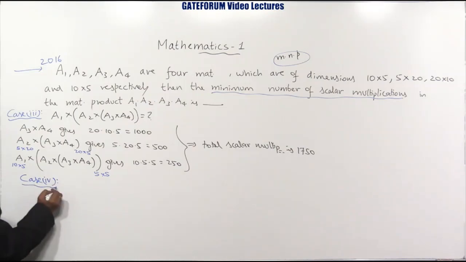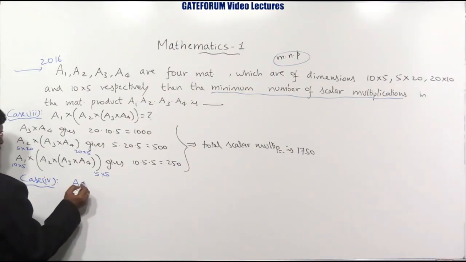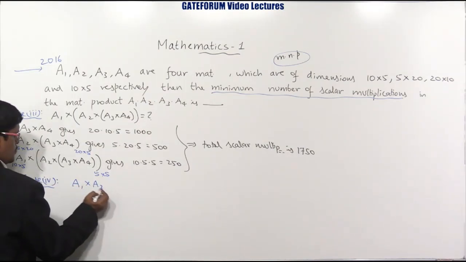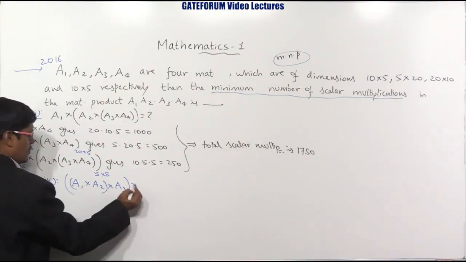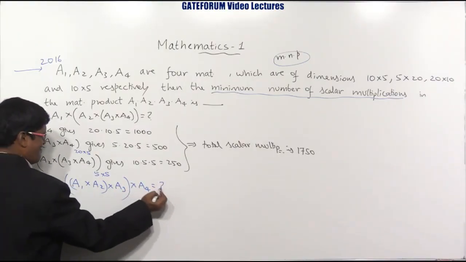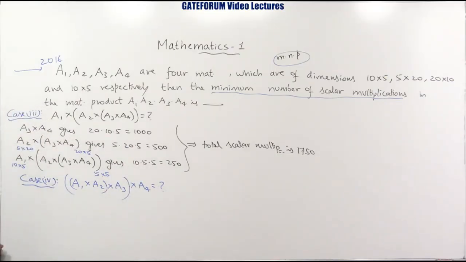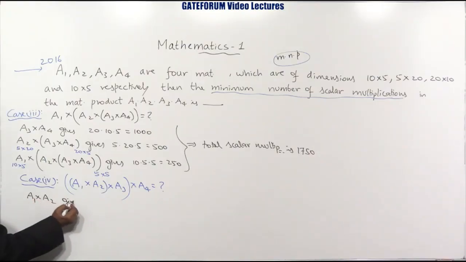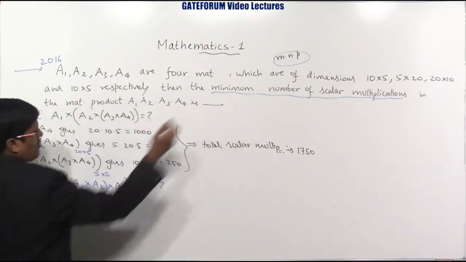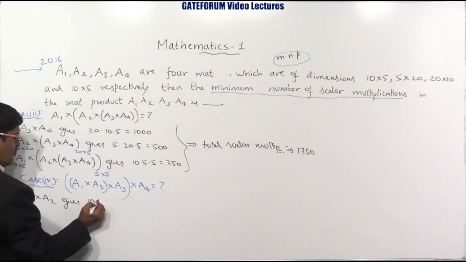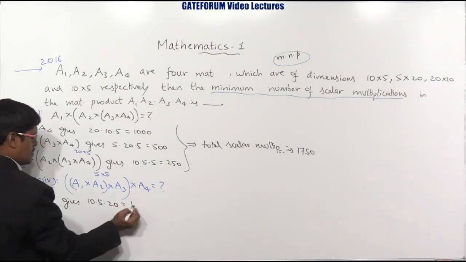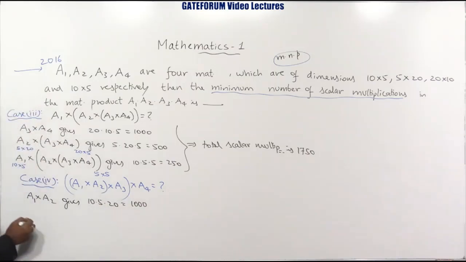Case 4. A1 into A2 into A3, finally multiplied with A4. In this, the first step is A1 into A2 according to the innermost bracket. It gives 10 into 5, 5 into 20. Compare with M into N into P, this gives 10 into 5 into 20, that is 1000 scalar multiplications.